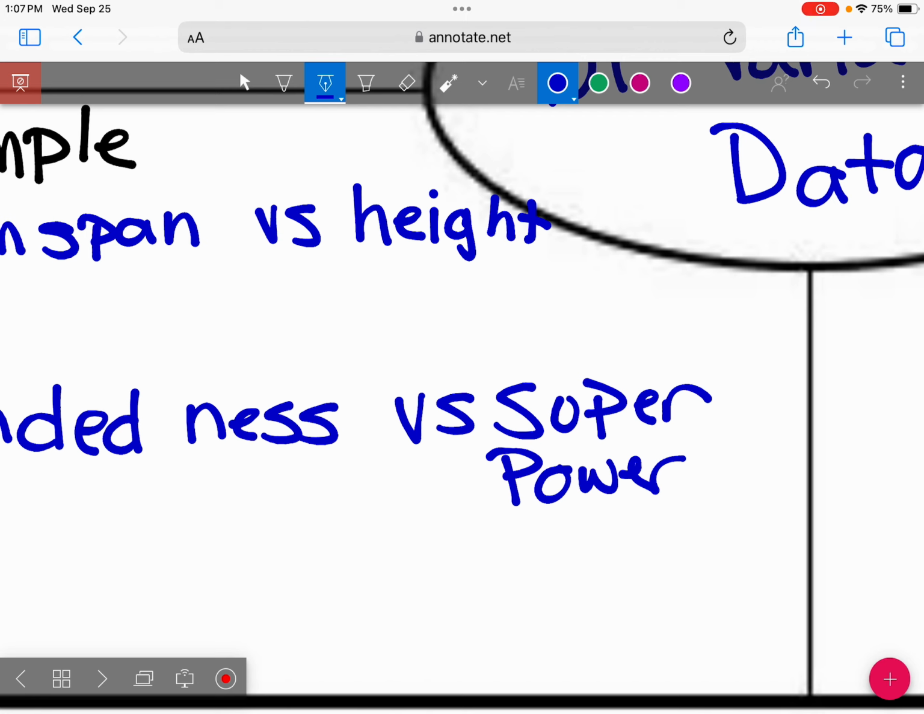All right, so these two are quantitative. These two were categorical. We don't have to have matching. I could mix, I could say arm span versus superpower. Maybe people with really long arms want to fly. We could look at that comparison.